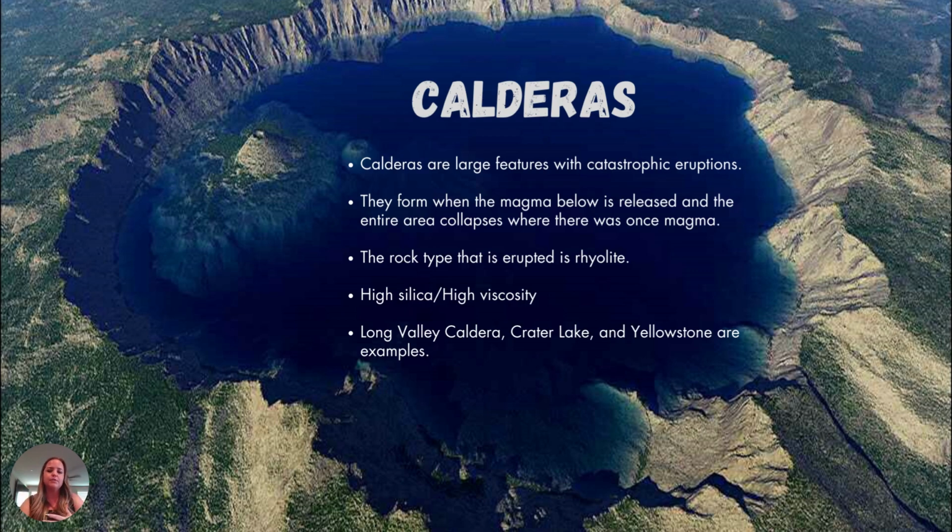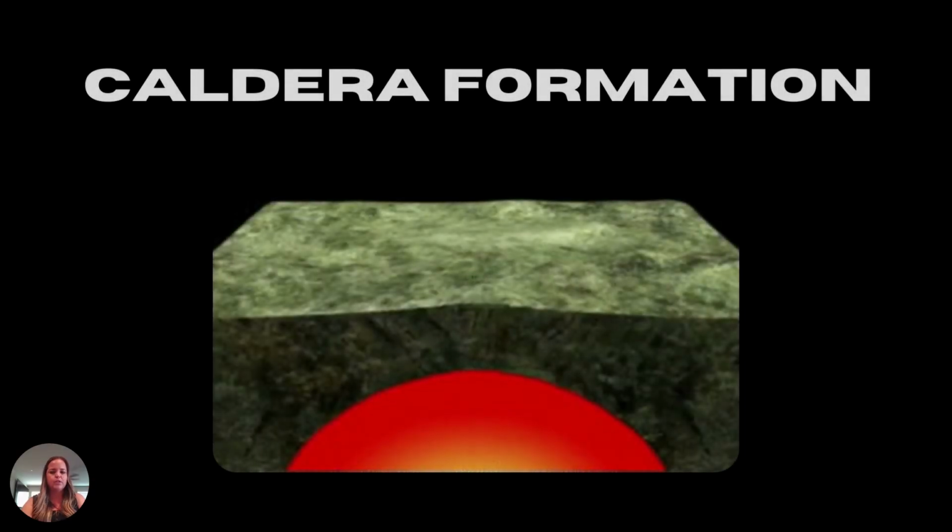The rock that has erupted is rhyolite. We have high silica, high viscosity, which leads to the catastrophic eruption, so a real massive eruption. Long Valley Caldera, Crater Lake, and Yellowstone are all examples of these. This is Crater Lake, if you were wondering. Here's kind of a look at it.